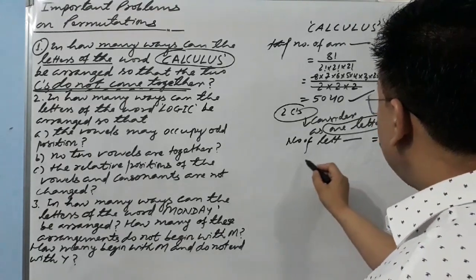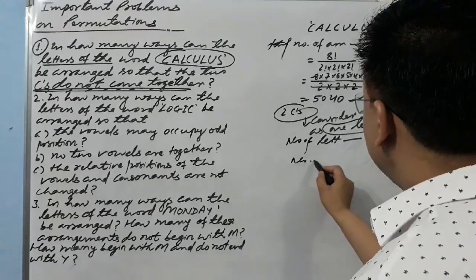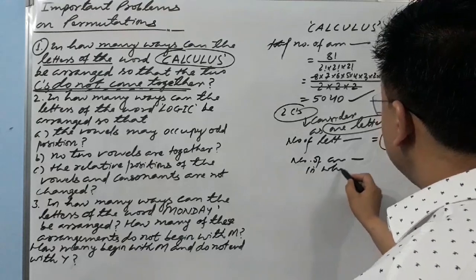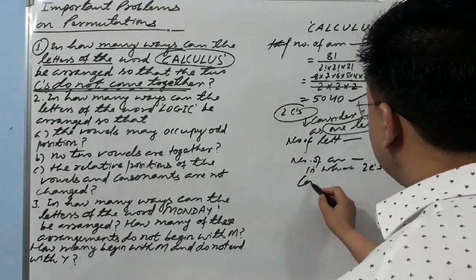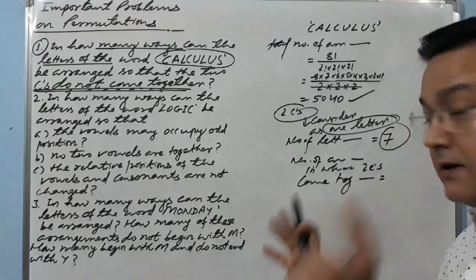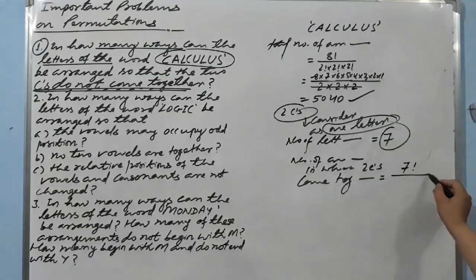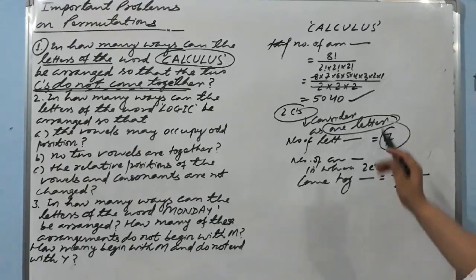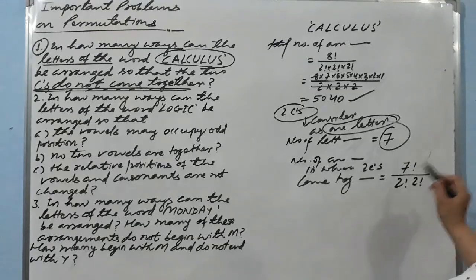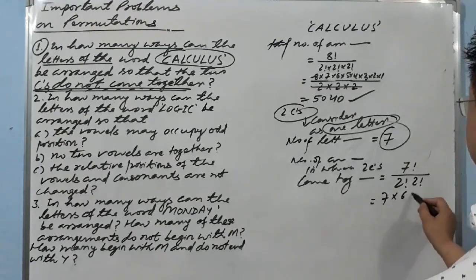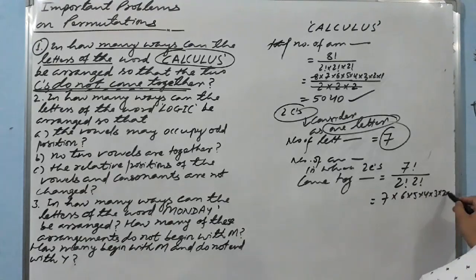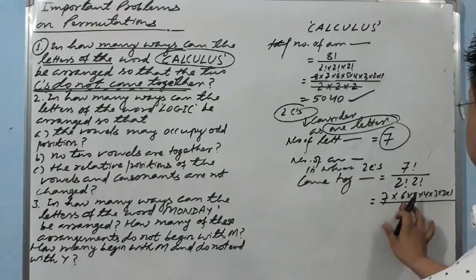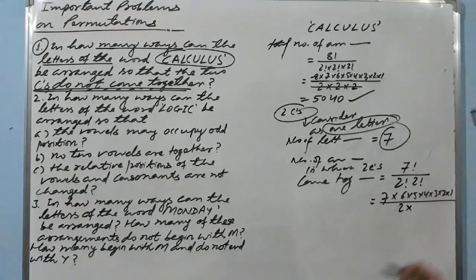Now let's find out the number of arrangements in which two C's come together. Two C's come together means 7 factorial upon, two C's we have supposed as a single letter. Now we have 2 U's, so 2 factorial. And we can find out: 7 times 6 times 5 times 4 times 3 times 2 times 1 upon 2. Simply write down 2 factorial means 2, and 2, so we can cancel.